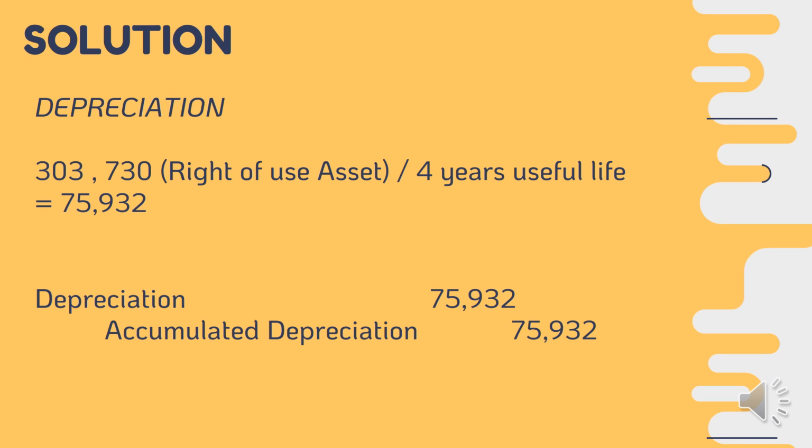At that year also, you will compute for the depreciation. So, the present value of the right of use asset, 303,730, divided by the useful life of the asset, which you will get 75,932. So, at December 31, 2020, magre-record ka na ng depreciation ng 75,932 and accumulated depreciation ng 75,932.